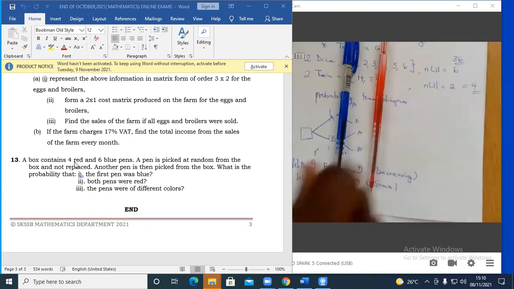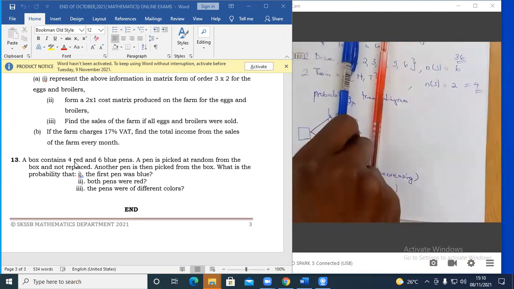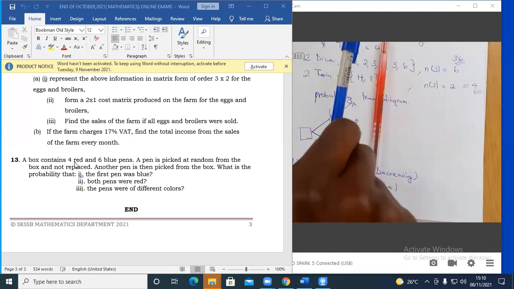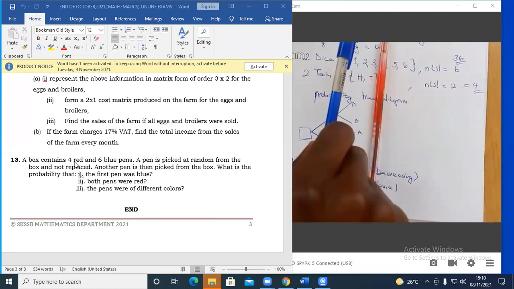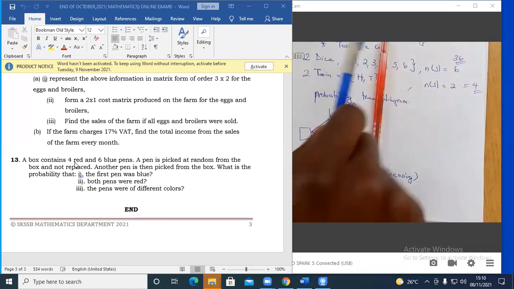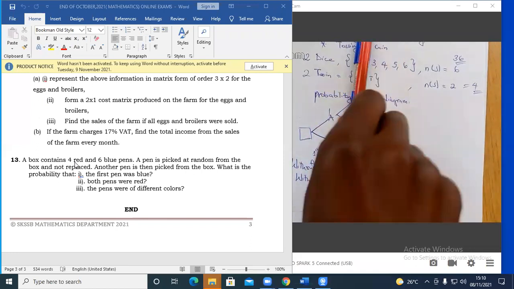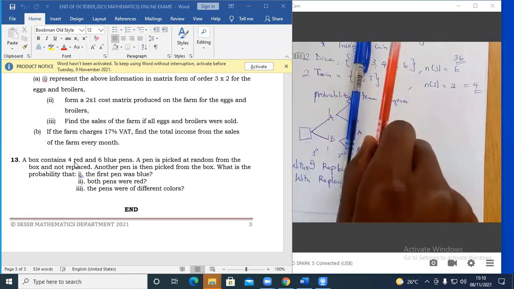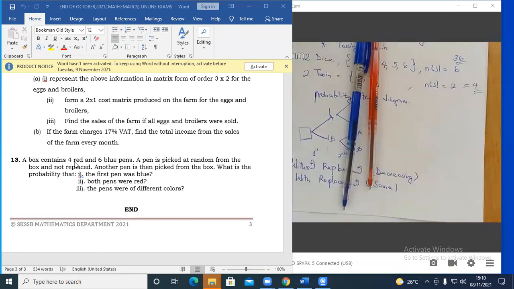So I'm asking now, what is the probability of me picking a blue pen? It's going to be 1 over 2. What is the probability of me picking red? 1 over 2. Okay? Yes. Good.